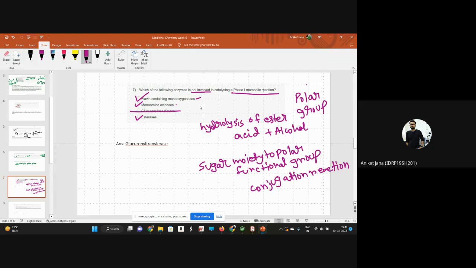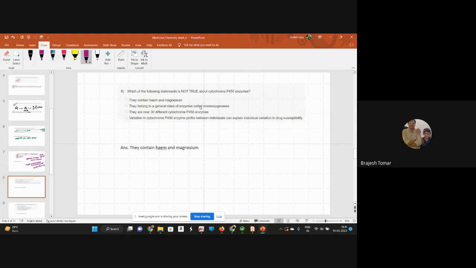Okay. Can we move to the next question? Yes. Okay, so here our next question is about a P450 enzyme. So let's see how it looks, P450 enzyme.